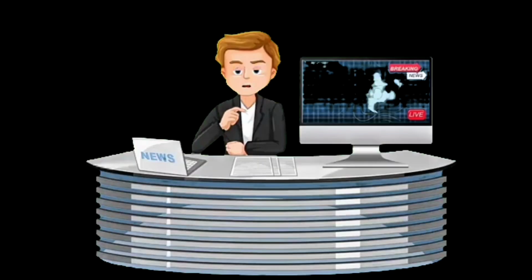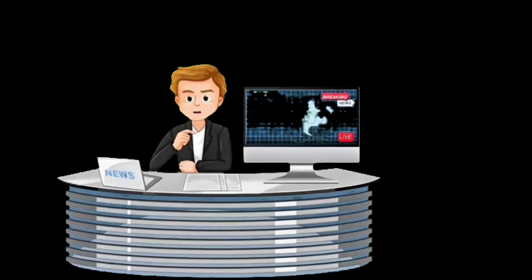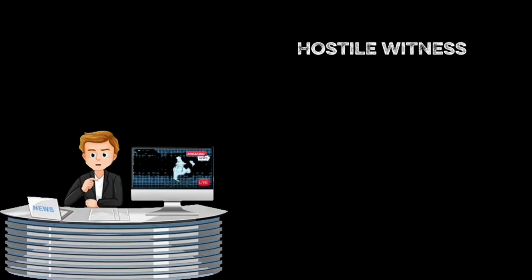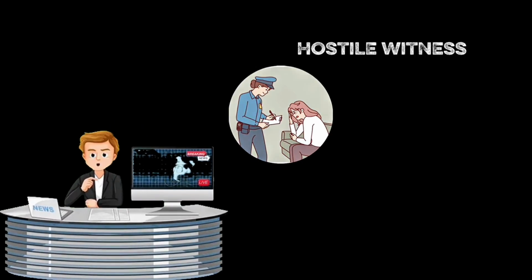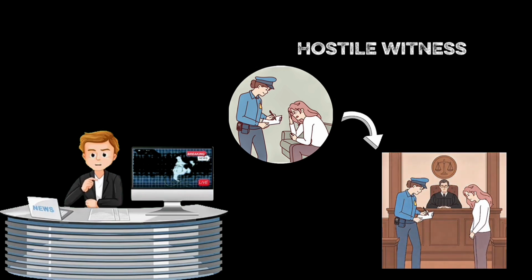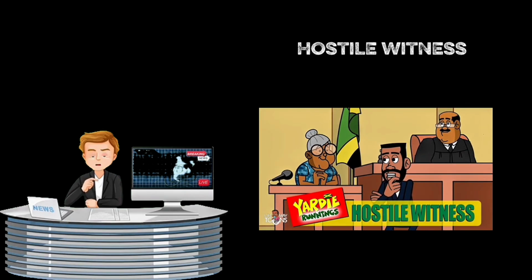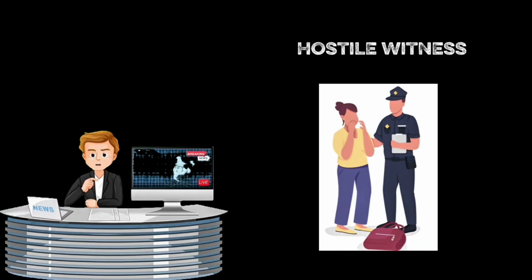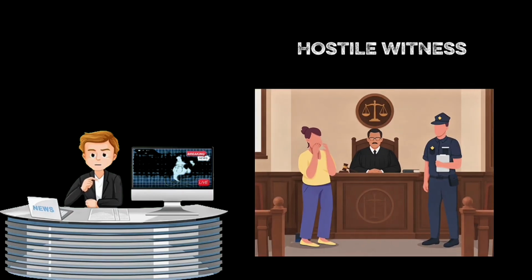Moving forward, let us discuss another frequently asked topic, the hostile witness. Sometimes a witness gives one statement to the police during investigation, but later changes that statement while giving evidence in court. Such a witness is known as a hostile witness. For example, a person may initially tell the police, "I saw the accused committing the crime." However, when the same person appears in court, he may say, "I do not know anything about the incident."